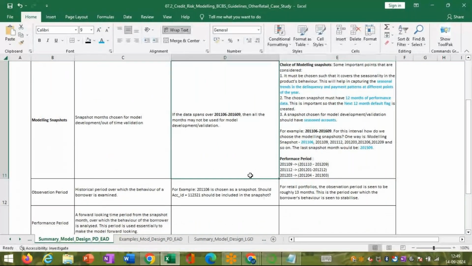Okay. So while we have already discussed observation period and performance period while talking about modeling snapshot, let us quickly go through this concept of observation period. An observation period is a historical period over which the behavior of a borrower is examined. The objective of this is to find a criteria for its inclusion into the modeling snapshot.